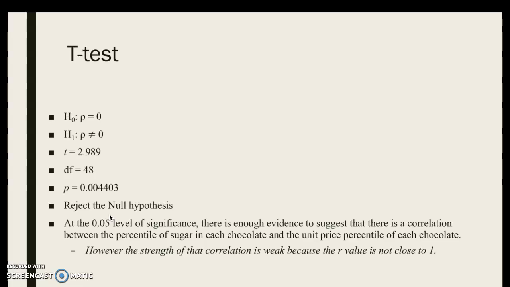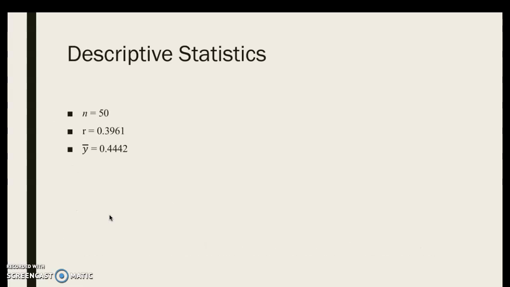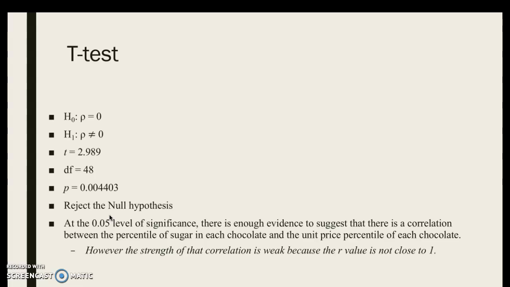And these results basically say that at the 0.05 level of significance, there is enough evidence to suggest that there is a correlation between the percentile of sugar in each chocolate and the unit price percentile of each chocolate. However, if we go back to the descriptive statistics, r equals 0.3961. And even though there is a correlation, it's not a very strong correlation. It's more weak because r is not close to 1.